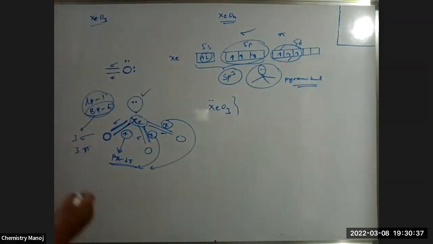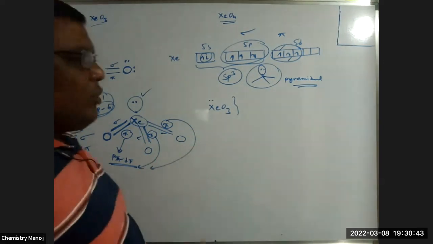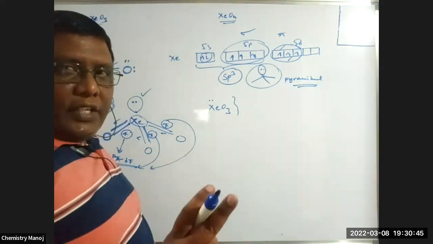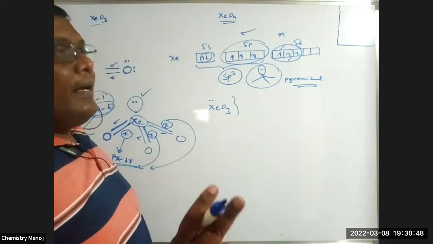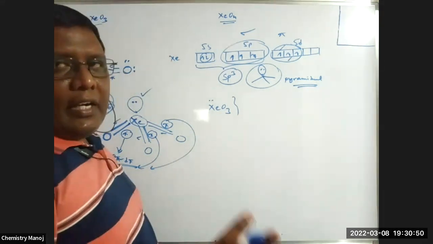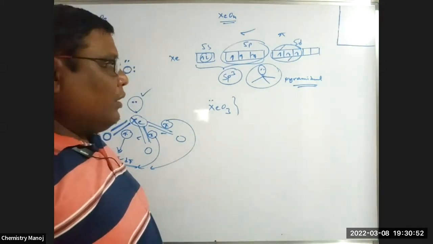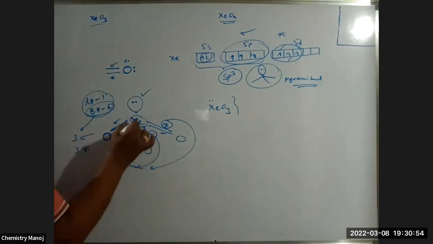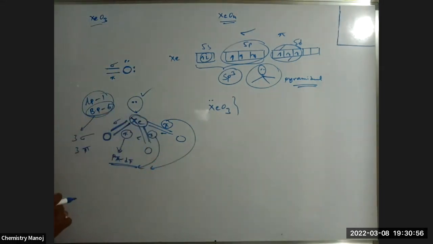Now, what is the shape of XeO3? Pyramidal. What is the structure of XeO3? Structure is tetrahedral, but shape is pyramidal. So how many lone pairs exist at xenon? Only one. How many bond pairs? 3.